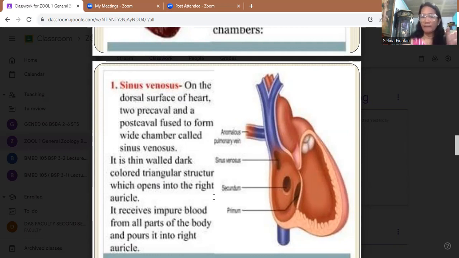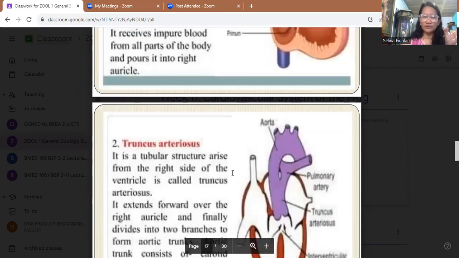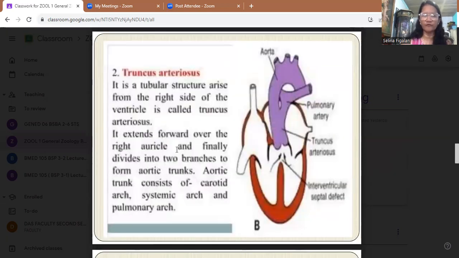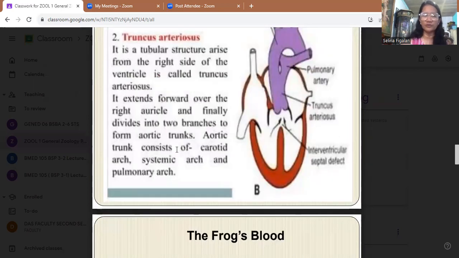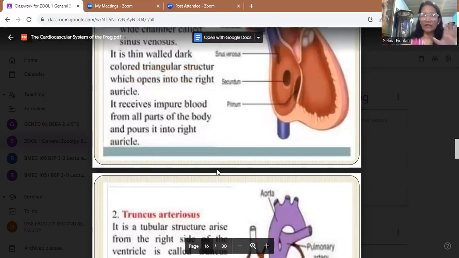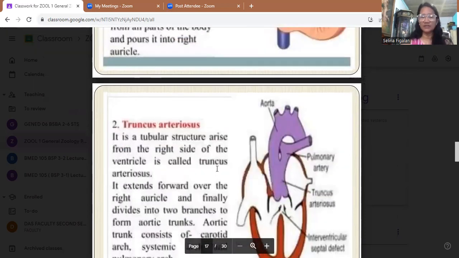But when you say the truncus arteriosus, arteries, pag oxygenated naman, ito naman ang nag-extend forward. Siya naman is a tubular structure arising from the right side of the ventricle, which is called the truncus arteriosus. It extends forward over the right auricle and finally divides into two branches, the aortic trunks, which consist of your carotid arc, systemic arc, and pulmonary arc. So never mind, basta the truncus arteriosus and then the sinus venosus. Okay, when you say venosus means veins, the deoxygenated, and truncus arteriosus, it is about the arteries.